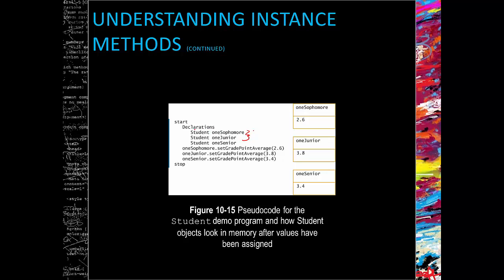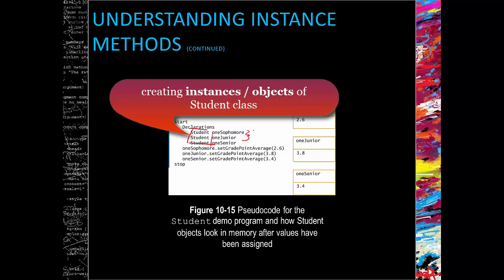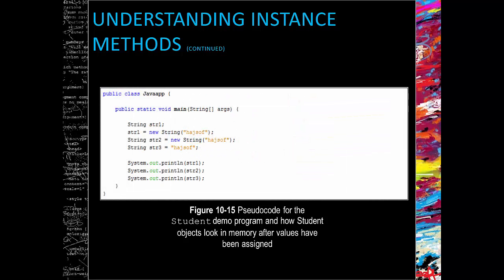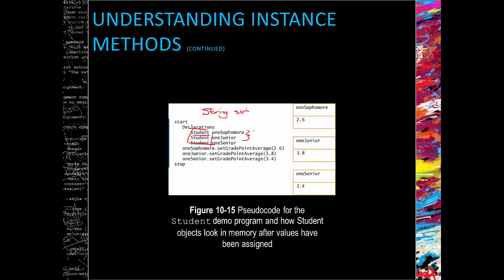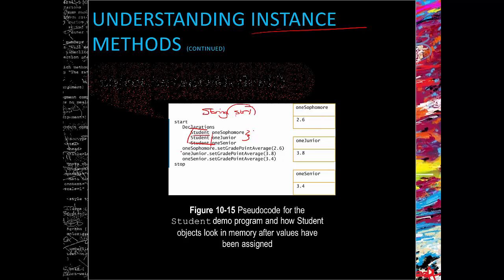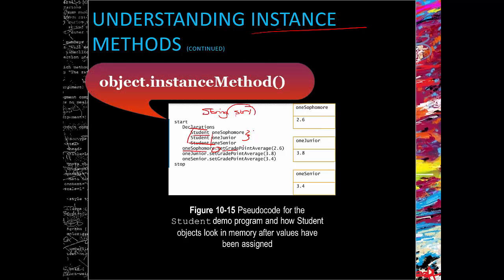Here is the class we've created. Student is the class. So to create an object or an instance of our student class, we have to go Student oneSophomore. Just as you would for using a string class, you will go String new string. It is basically using the string class and creating an object of that string class, an instance of that string class. So when we say we are using instance methods, we have to use object dot method name in order to actually use those instance methods.